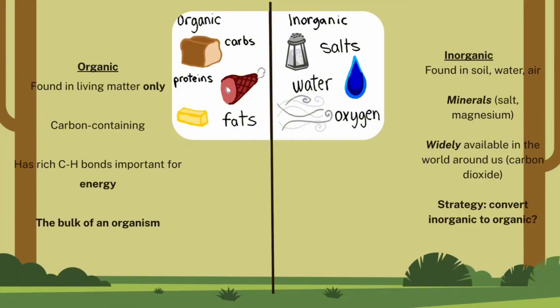And the thing is, inorganic is widely available in the world around us, while organic is something that we need to build ourselves, so it's very rare. But inorganic, it's all around us. So one of the strategies that organisms have is converting inorganic matter into organic matter.